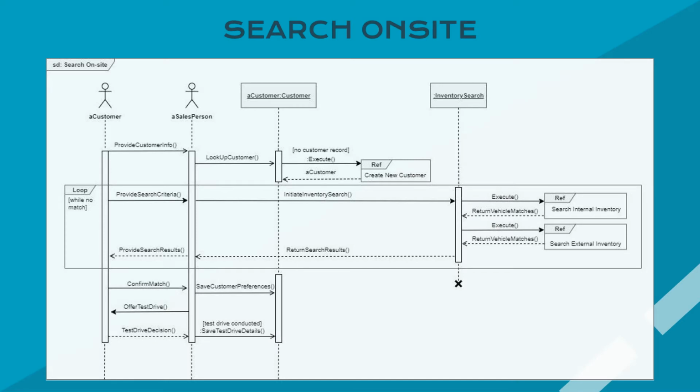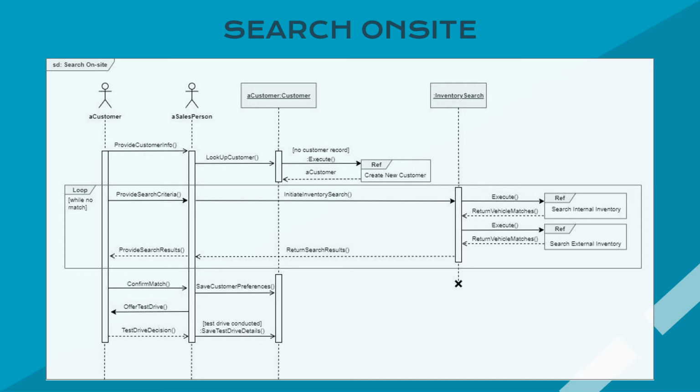We can see there are two actors and two objects in the search on-site sequence diagram. The actors are a customer and a salesperson. The objects are a customer and inventory search. The sequence of messages start when the customer actor provides his or her information to the salesperson actor, who in turn sends a message to the customer object to look up the customer in the system. If no customer record exists, the system creates a new customer record and returns the customer object.